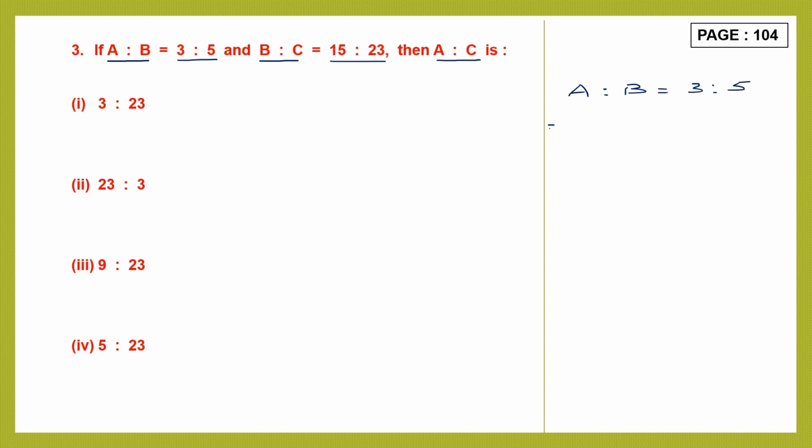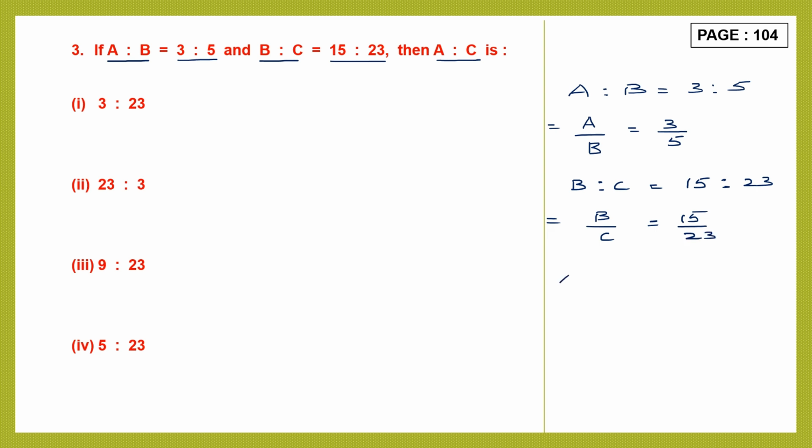That means I can write this as A by B, isn't it? Because it is division also. Ratio can be expressed in the form of division. So A by B will be 3 by 5. Similarly, let's take the next one. B is to C is 15 is to 23. This also I can write in the fraction form. B by C is equal to 15 by 23.